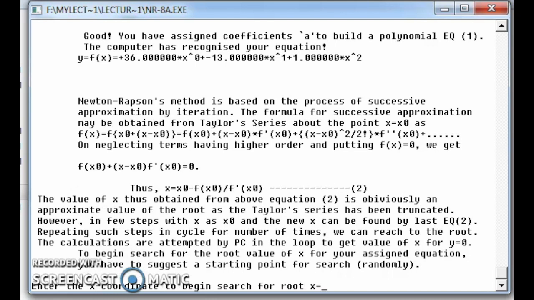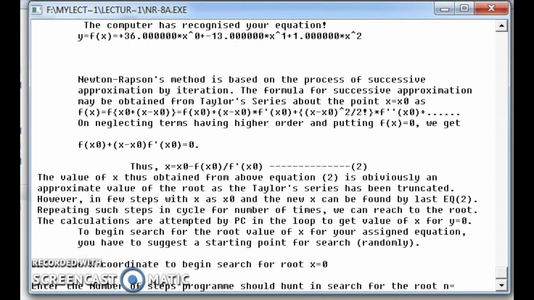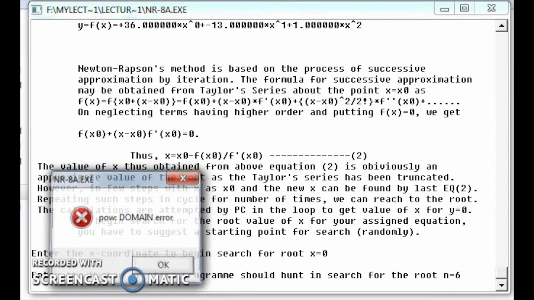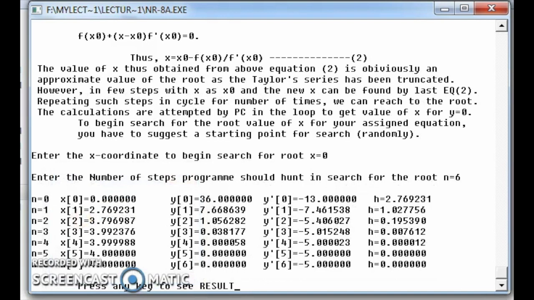Now we have to begin the search. Let us suppose that we begin our search first from 0, and let us try to iterate some good number of steps. Let's say 6 steps we want to work out. The moment we press enter, the iteration will take place, and here we get some output.